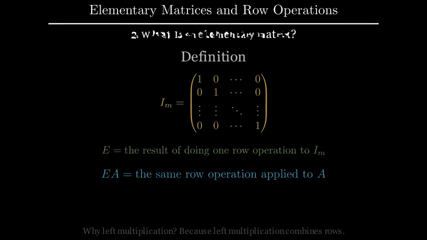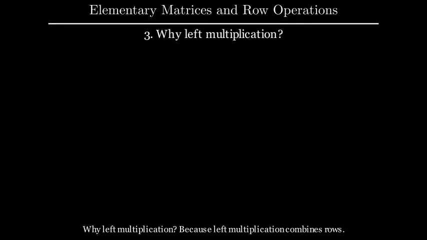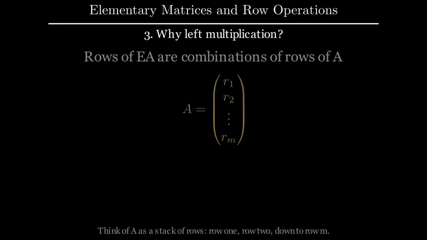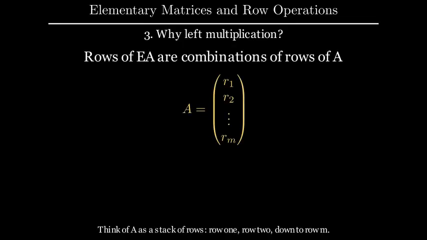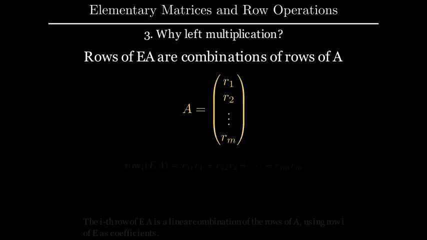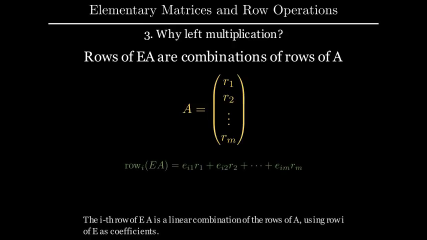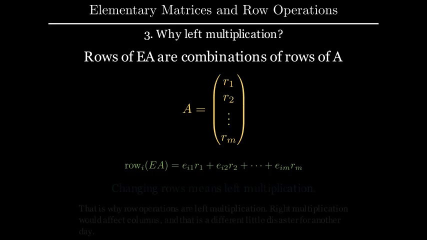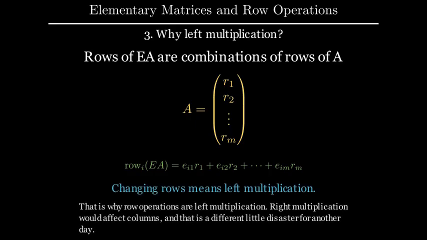Why left multiplication? Because left multiplication combines rows. Think of A as a stack of rows, row 1, row 2, down to row m. The row indexed by i of EA is a linear combination of the rows of A, using row i of E as coefficients. That is why row operations are left multiplication. Right multiplication would affect columns. And that is a different little disaster for another day.